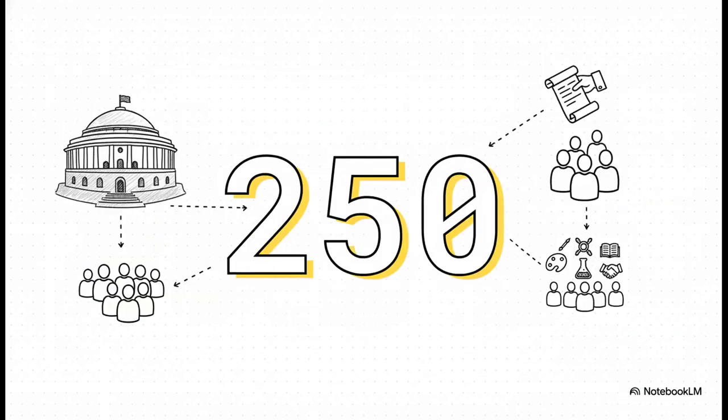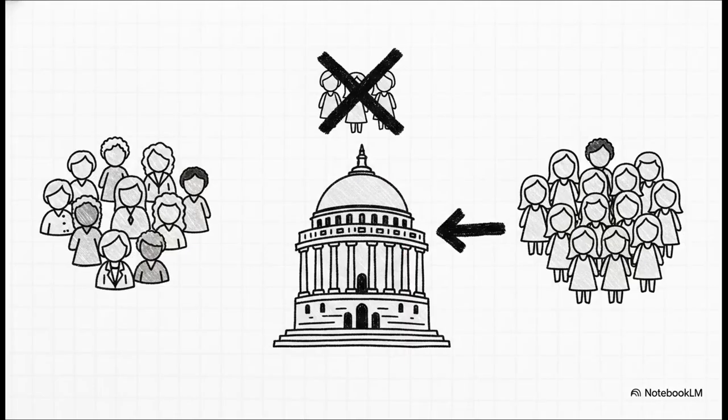What's really fascinating here is the sheer scale of representation. The maximum strength of the Rajya Sabha is 250, while the Lok Sabha can hold up to 550 members. And I really want to highlight a super interesting detail about those Rajya Sabha numbers. Out of those 250 members, 12 are actually nominated directly by the president. And these aren't your typical politicians. They're chosen specifically for their deep expertise and practical experience in fields like science, art, literature, and social service. Pretty cool, right? And the makeup of these houses definitely isn't frozen in time.